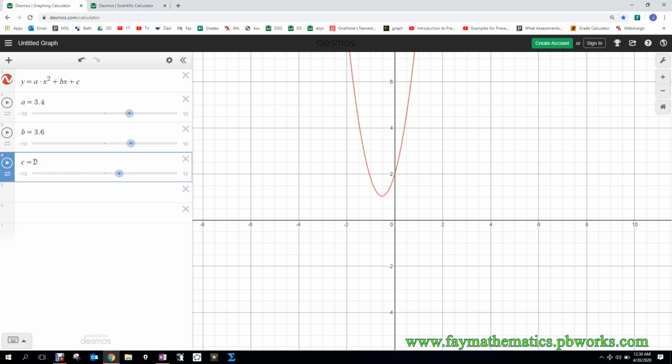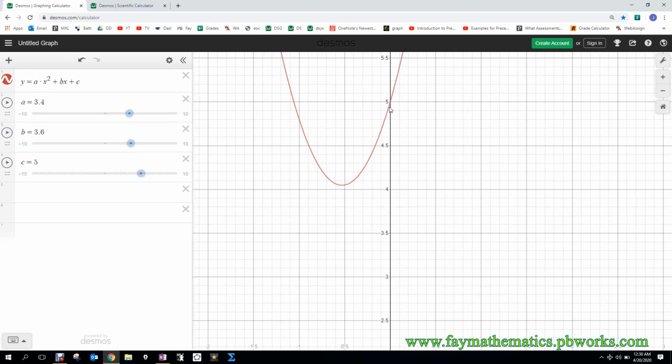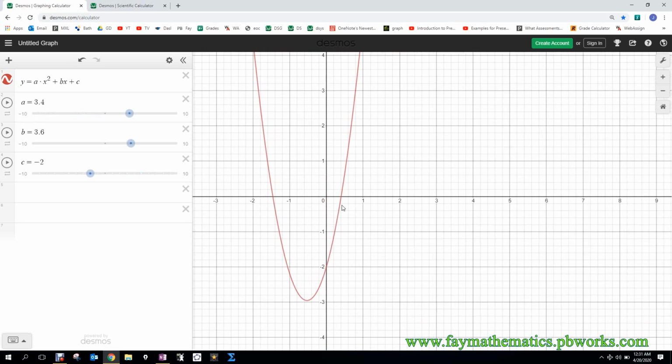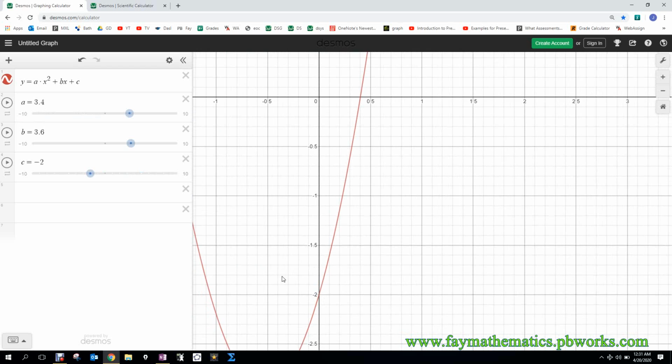We see that 2 is where we cross the y-axis here. Okay, if I make that go to, let's say, 5, you see again that that's where you cross your y-axis. So these two numbers don't matter at all for where I cross the y-axis. It's just the c term. So if my c term was -2, you see down here that this thing crosses at -2.